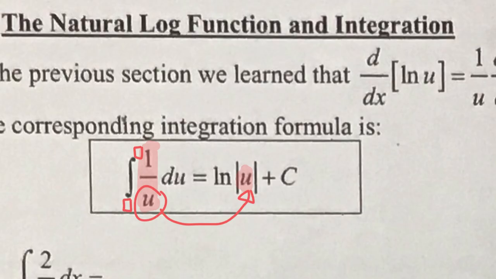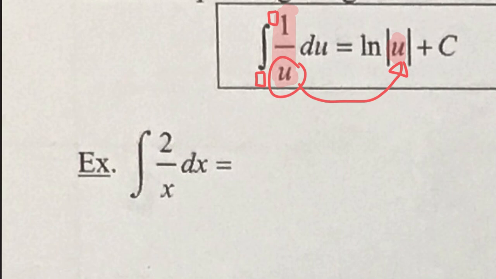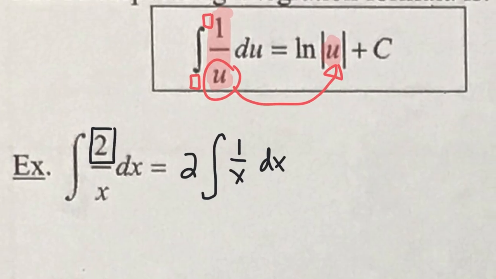So let's jump right in here to some problems. 2 over x. So hopefully you remember the property of multiplication. If we are multiplying under an integral, that means we can bring that multiplier out front. Okay, so we're going to rewrite 2 over x as 2 times the integral of 1 over x.